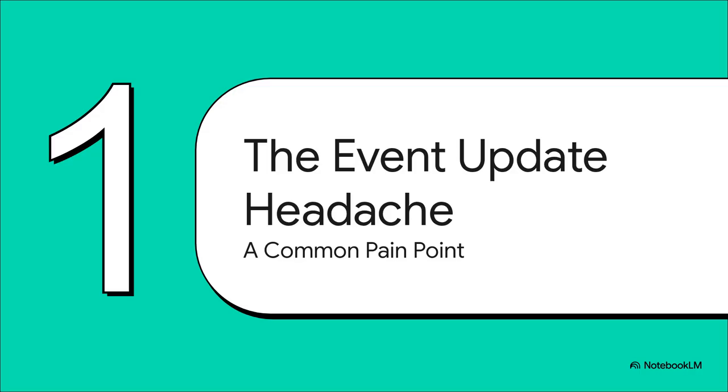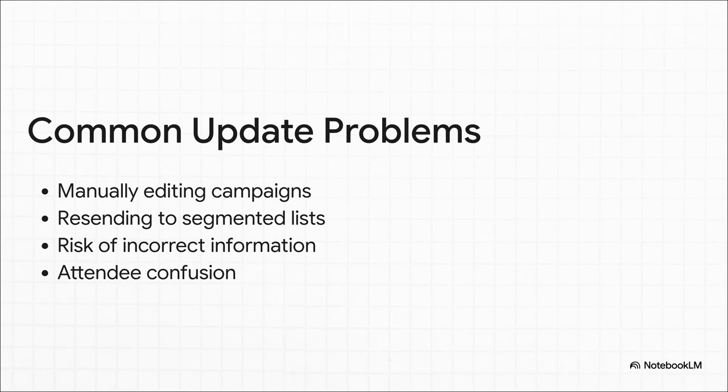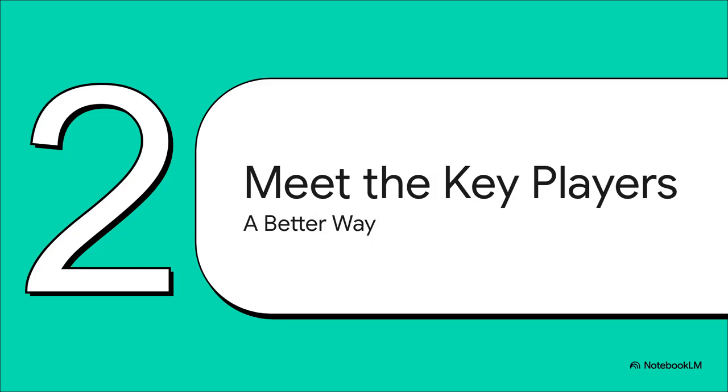A recipe for confusion and a massive headache. Yeah, that is what we call the event update headache. It's stressful, it's time-consuming, and it is just loaded with potential problems. The old way of doing things is just full of traps. You're manually editing Mailchimp campaigns. You're wrestling with segmented lists, just trying to make sure the right people get the new info. And all the while, you're running this huge risk of sending out the wrong details. And what's the end result? Confused attendees and a ton of wasted time for you. But what if I told you there's a much better way? It's a really simple workflow that solves this exact problem.